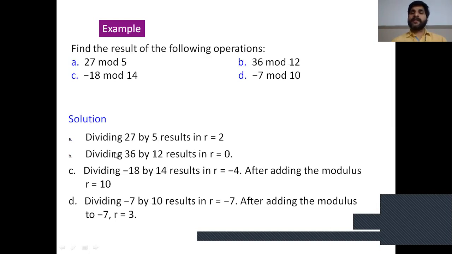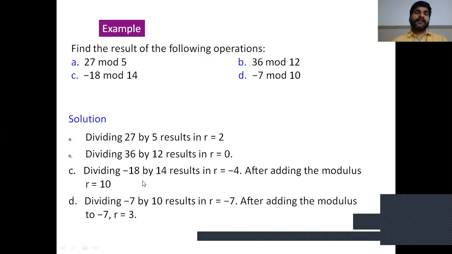Similarly, 36 mod 12. 36 divided by 12, the remainder equals 0, the quotient equals 3, and 12 times 3 is equal to 36. Similarly, dividing minus 18 by 14, the result r equals minus 4. How? After adding the modulus, r equals 10.